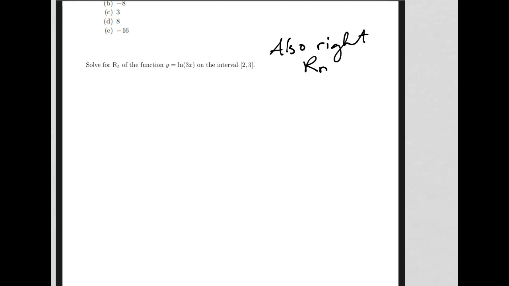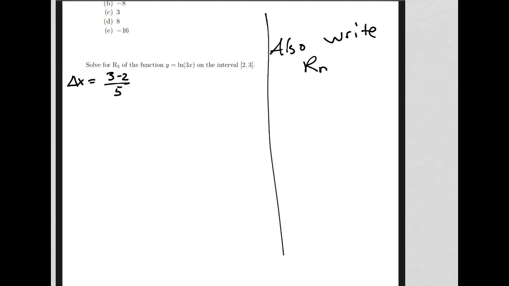So if we wanted to do R5, then our delta x is going to be equal... Oh my goodness, I can't spell right now. Okay. So delta x is our total width, 3 minus 2, and we're dividing by 5 rectangles. And so if we go over here for our Rn, our delta x is still 3 minus 2, except now we have n rectangles. So this is 1 over n, and this is 1 over 5. Very good. And then we're looking at the right side.